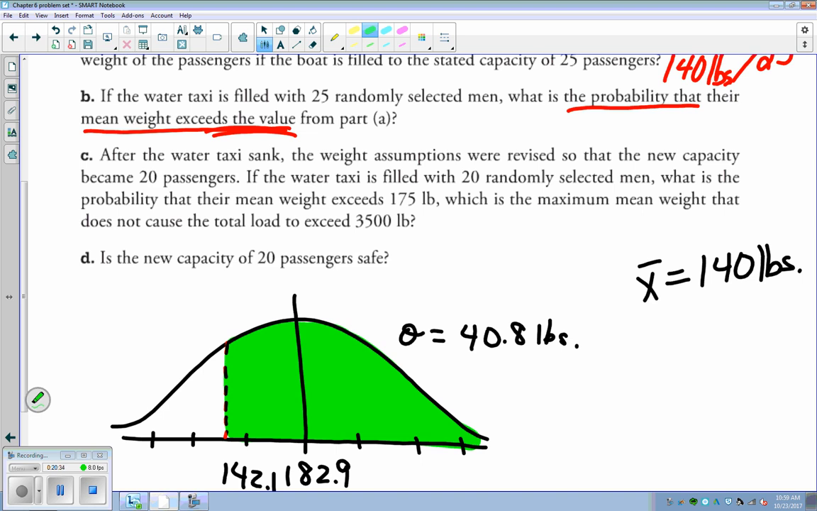After the water taxi sank, the weight assumption was revised. So, is the new capacity of 20 passengers safe? So I'm not selecting one. I'm selecting all 20, all 25. We need to change the distribution. So you have to change the standard deviation. Why? What's that thing called? Central limit theorem. Central limit theorem.